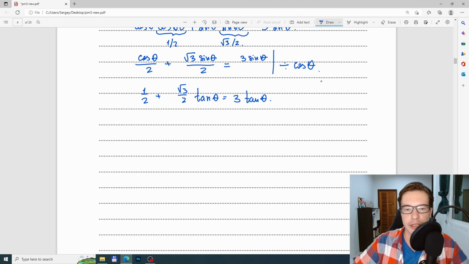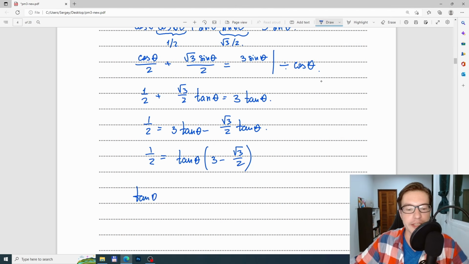Okay, and now I will collect all tangents on the right side of the equation. So 3 times tan theta minus square root of 3 over 2 tan theta. Next, I want to make tan theta the subject of the formula. So first I will factorize, bring tangent outside, and then divide both sides by the bracket. So I will get tangent theta equals 1 over 2 divided by the bracket.